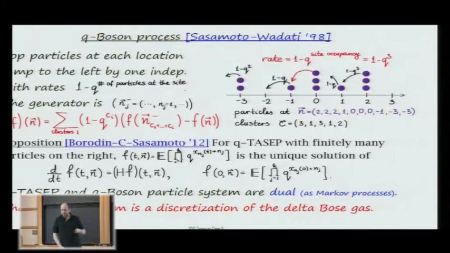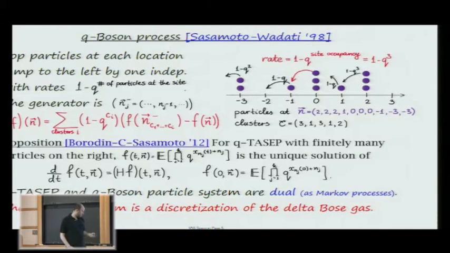The generator of the Q-Boson process acts on this operator in the n variables in the same way that the generator of Q-TASEP acts in the x variables. So the two processes intertwine. Now, what this really means from a practical standpoint is that if I wanted to compute these moments, all I need to do is, for the correct initial data, solve this equation. Okay? So how do I solve this equation?